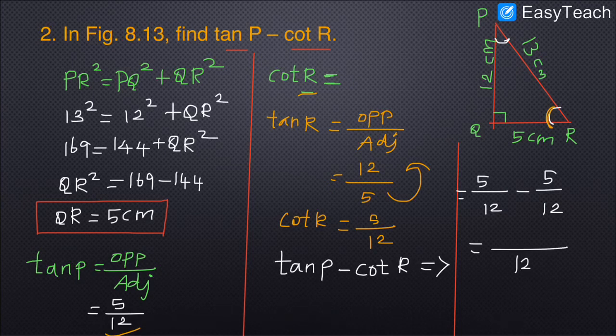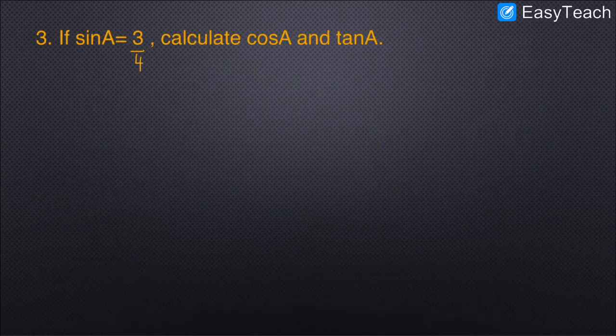You subtract the way you used to do. 12 is the LCM, the common denominator. So 5 minus 5 is obviously 0. 0 by 12: if the numerator is 0, the whole term is 0. So the answer for this is 0. Let's move on to the third question.